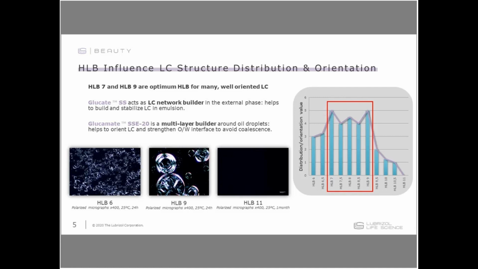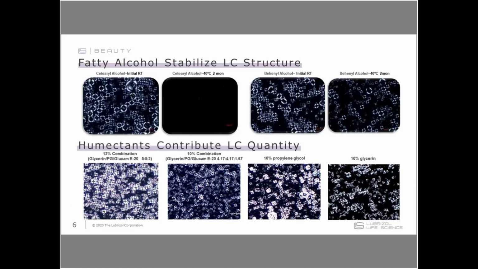So the ideal network should be like the image in the center, an HLB 9, so you can see well-defined oriented liquid crystals. So aside from formulating to the right HLB, the presence of fatty alcohol and also humectants contribute to the stability and quantity of the liquid crystal structure.